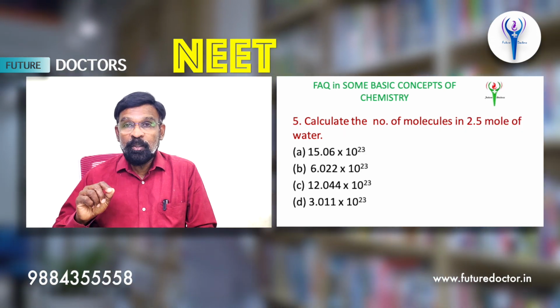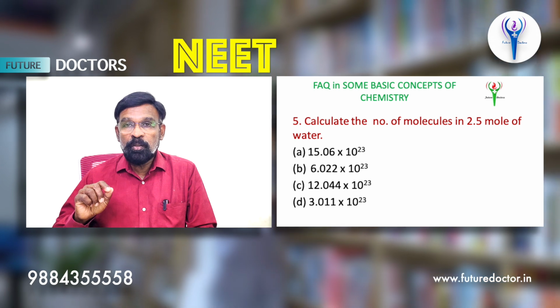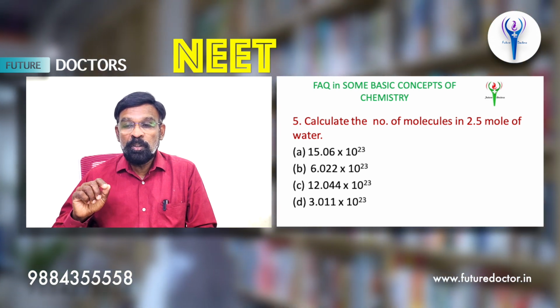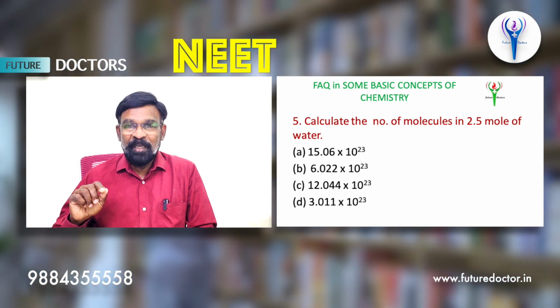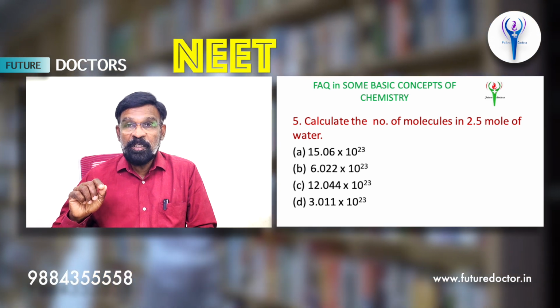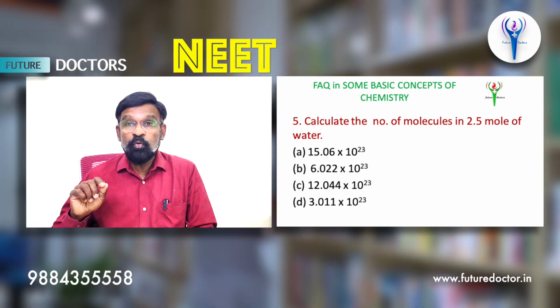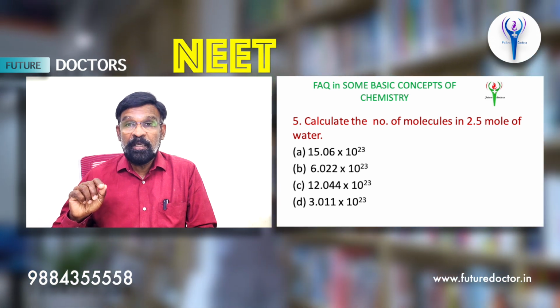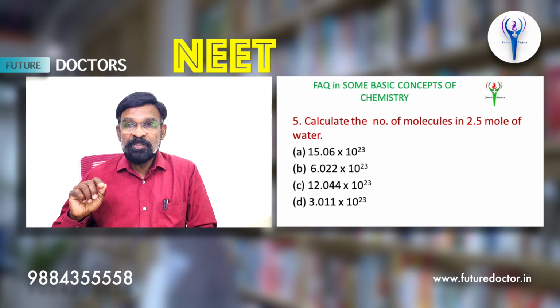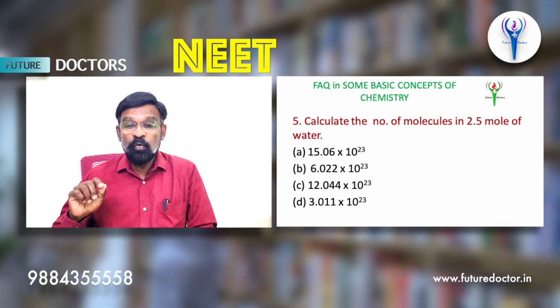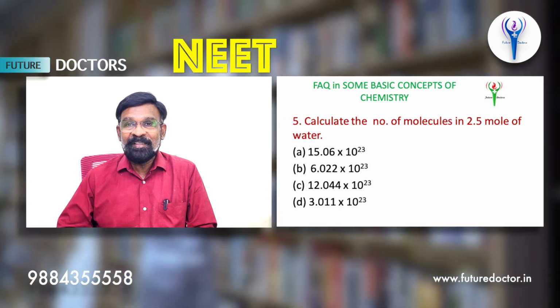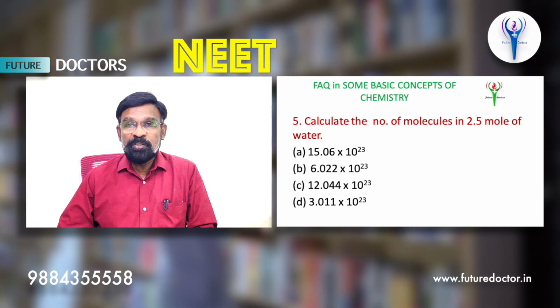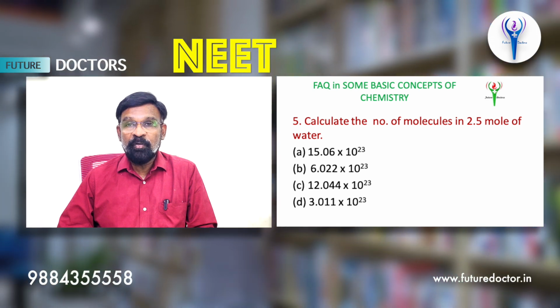Fifth question, calculate the number of molecules in 2.5 moles of water. Option A 15.06 × 10^23. Option B 6.022 × 10^23. Option C 12.044 × 10^23. Option D 3.011 × 10^23.